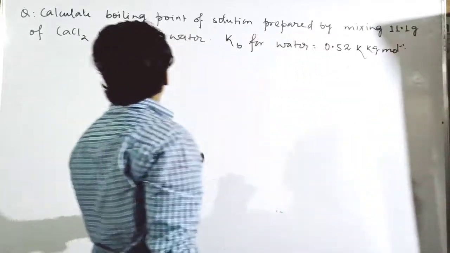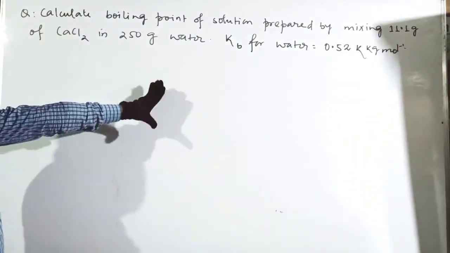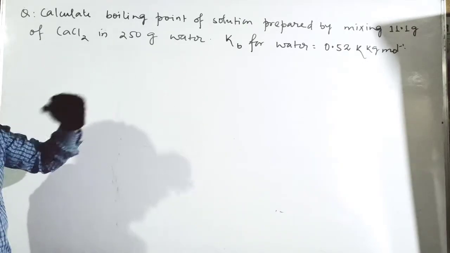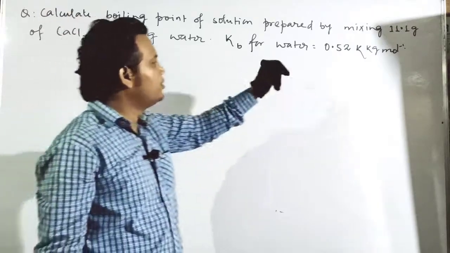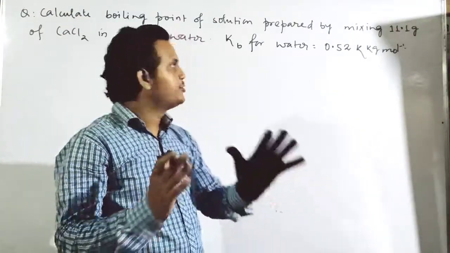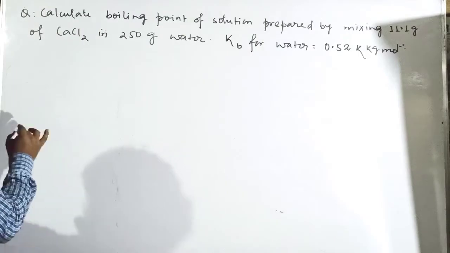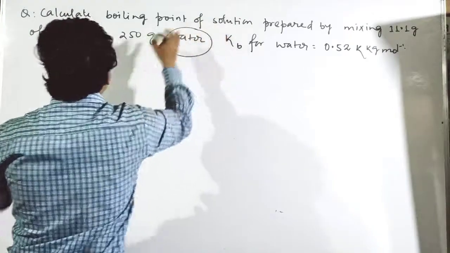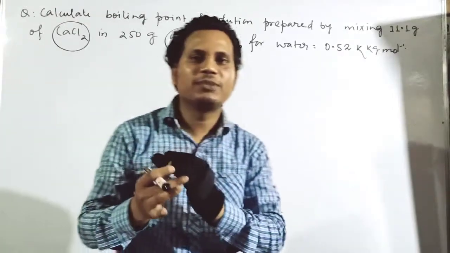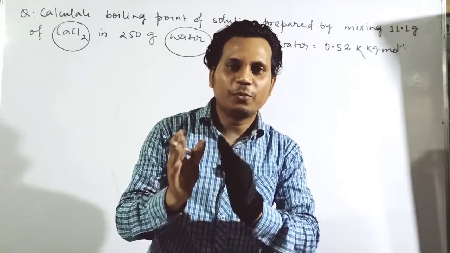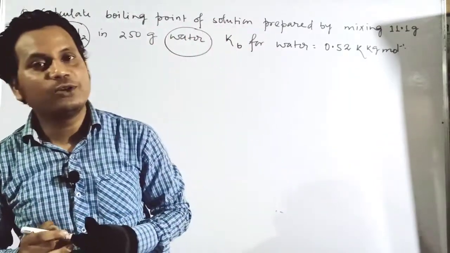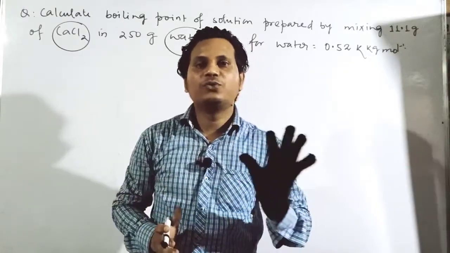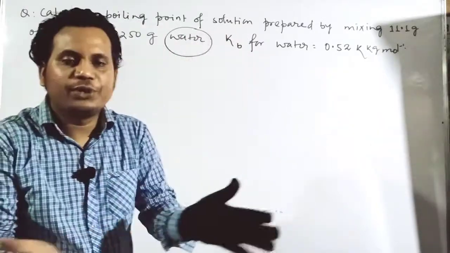Okay. Calculate the boiling point of the solution prepared by mixing 11.1 gram of calcium chloride in 250 gram of water. Kb for water is given. So let's try. First you see what compound is given: calcium chloride in water. Calcium is a metal, chlorine is a non-metal, so the compound between a metal and a non-metal is an ionic compound. So an ionic bond will be there and the ionic compound will break into ions.